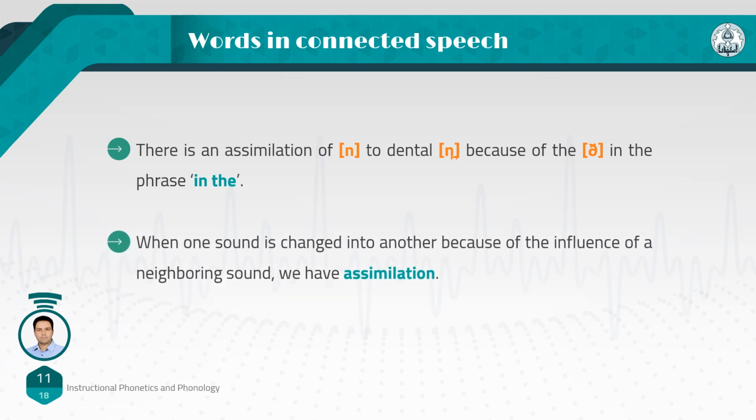When one sound is changed into another because of the influence of a neighboring sound, we have assimilation. The assimilation may be complete if the nasal becomes absolutely dental, or the assimilation may be partial if it is somewhere between dental and alveolar.